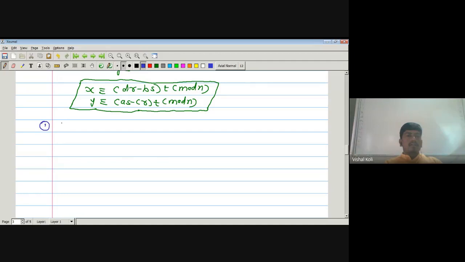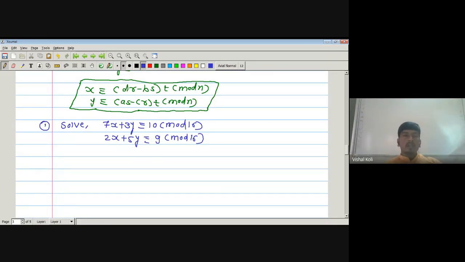Solve 7x plus 3y congruent to 10 modulo 16 and 2x plus 5y congruent to 9 modulo 16. So here we have to find the values of x and y under this modulo n.